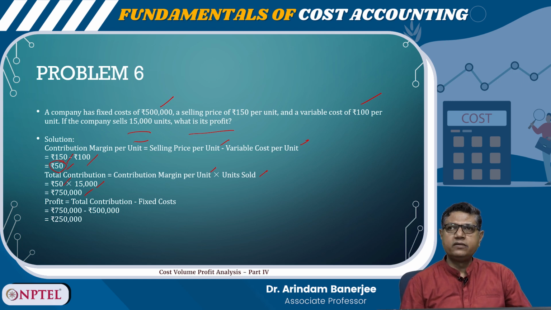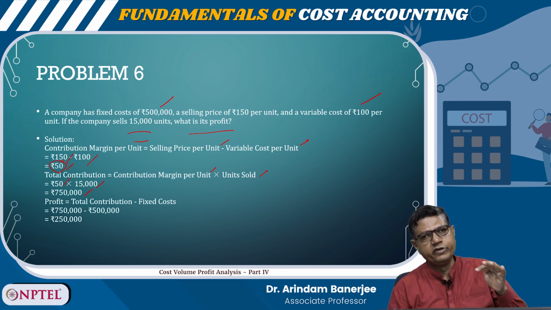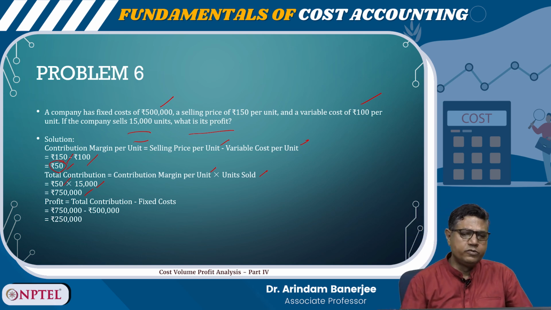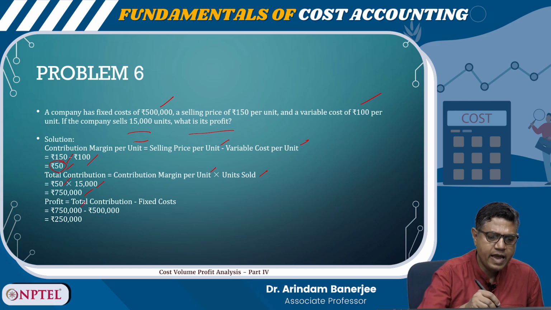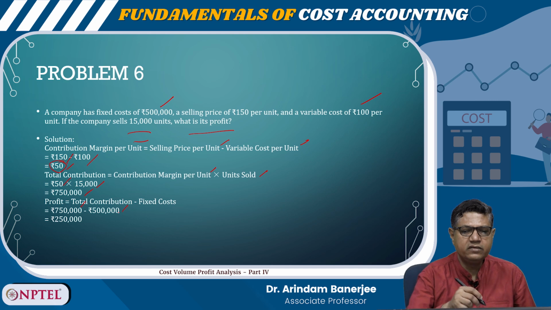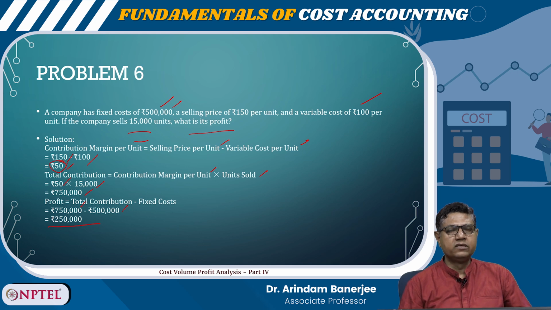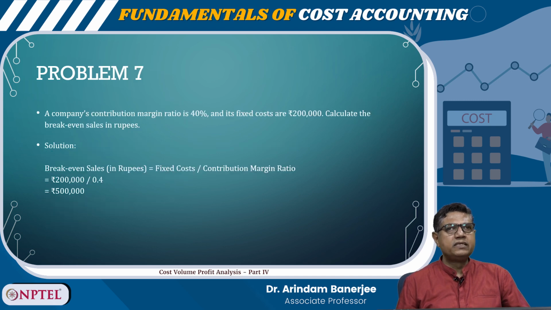To calculate the profit, what we need to do is deduct the fixed cost from the total contribution. So, total contribution we calculated is 7 lakh 50,000 and the fixed cost given is 5 lakh. So, my profit is 2 lakh 50,000. So, if the company sells 15,000 units, it can earn a profit of rupees 2 lakh 50,000. So, this is my answer. Okay, fine.